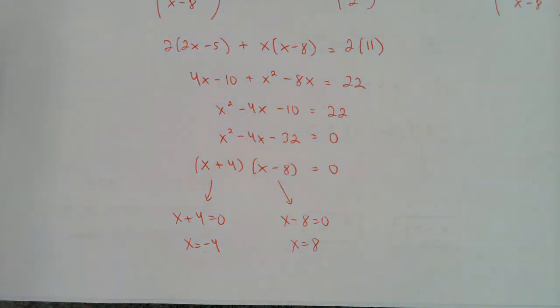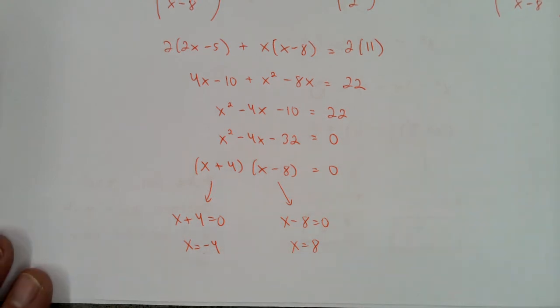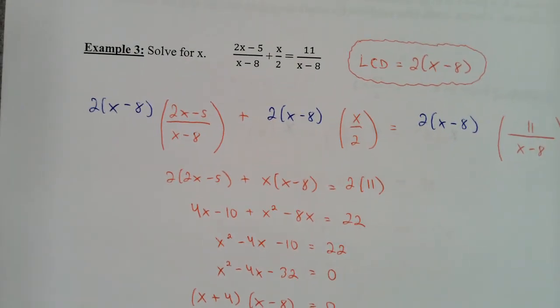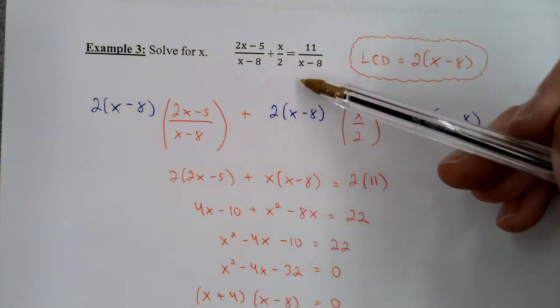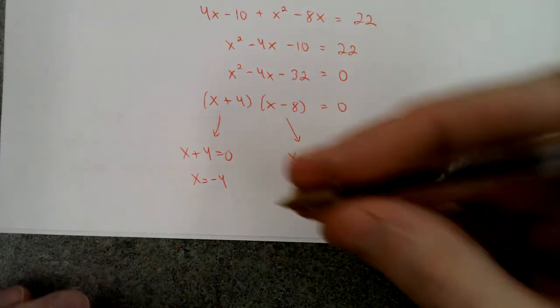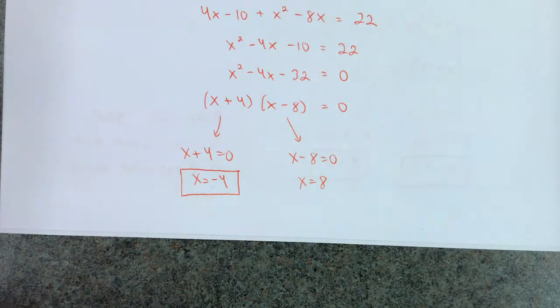Now let's check each answer and make sure that they work. Negative 4. Does negative 4 make any denominators equal 0? No, it doesn't. Negative 4 does not make any denominators equal 0. And if you want to double check it by substituting negative 4 in for all the x's, it does in fact work. So I'm going to circle it because that is a solution.